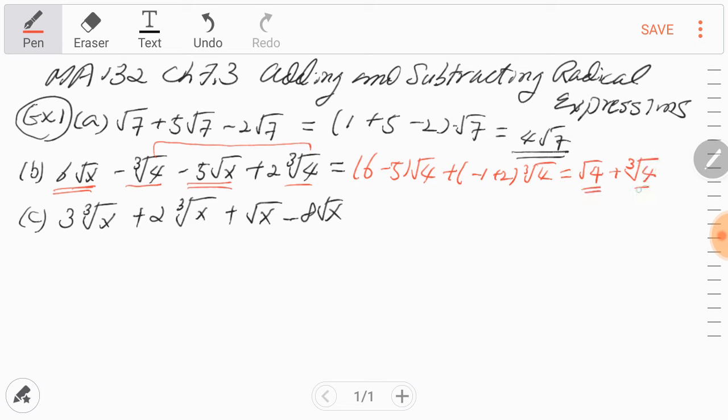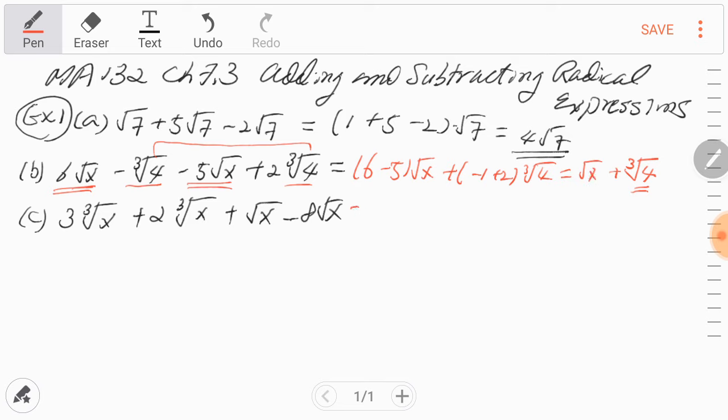These two are different. One is square root, the other one is cube root. They are different. They are not alike. They are not the same. I'm sorry, this has to be an x, right? Not 4. Sorry. So this is x.